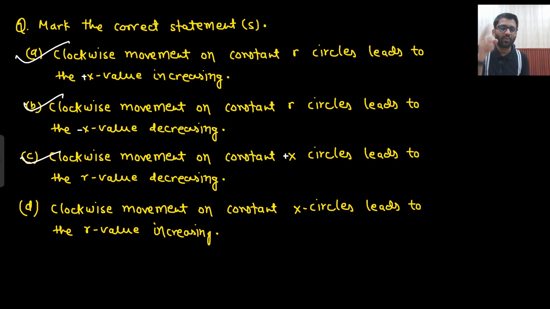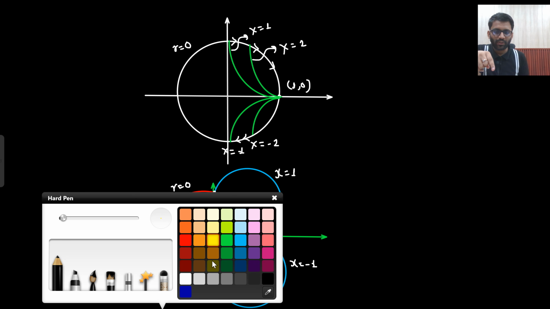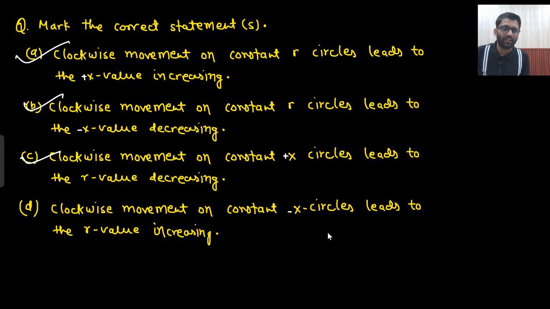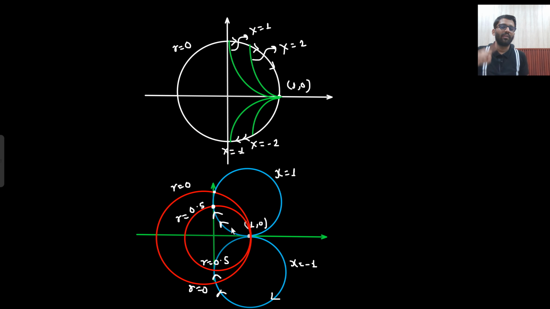Now, clockwise movement on a constant X circle. So this is also a constant X circle, no? Here also you can do clockwise movement. So here the R value was 0, now the R value has become 0.5. So the R value is increasing here. If we are moving clockwise on a constant X circle, but a constant negative X circle, then the R value is increasing.